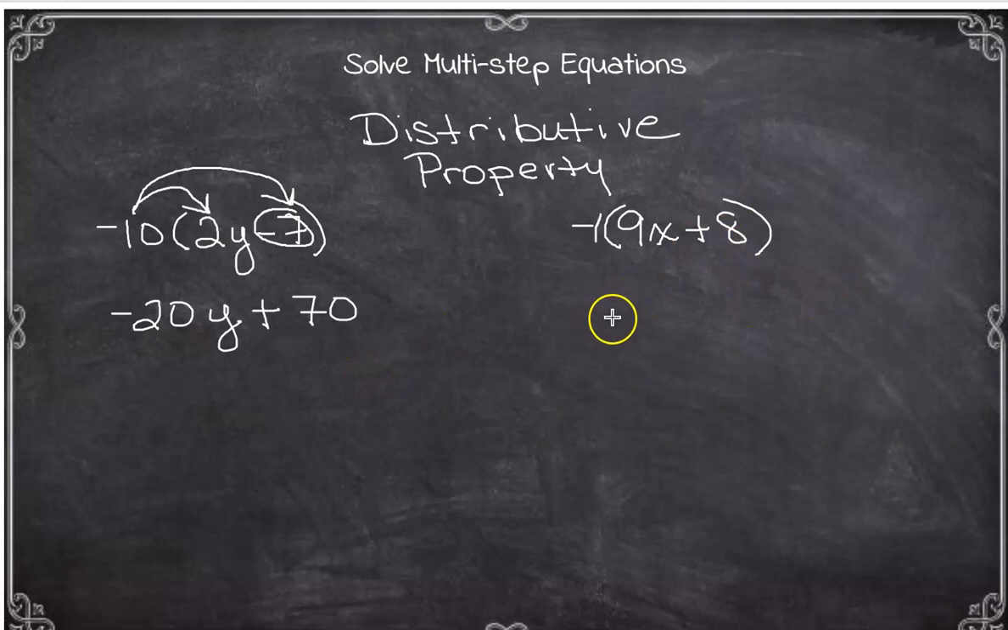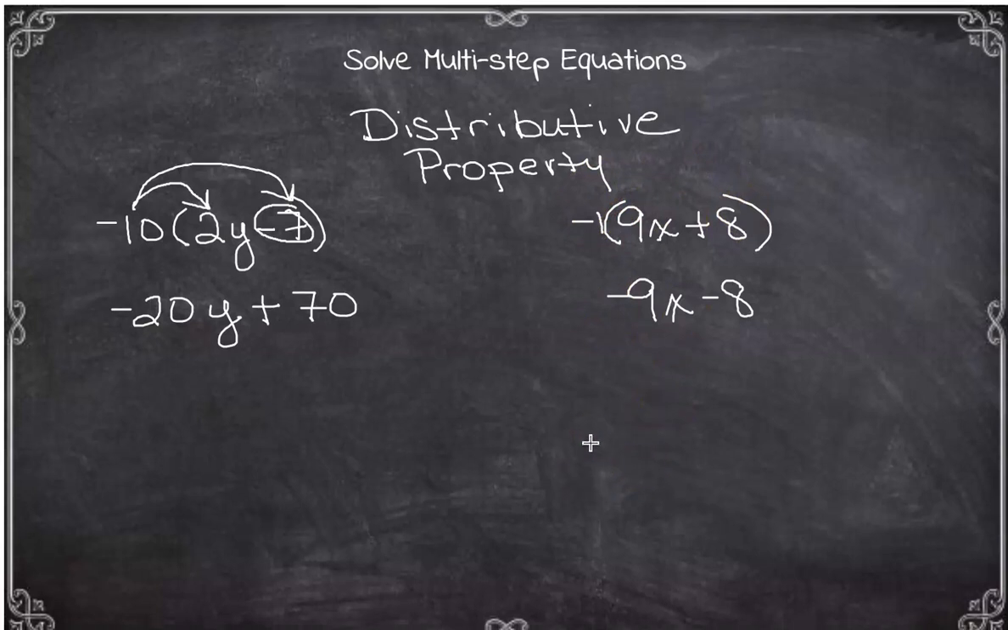Let's look at one other one. I actually had this one as just a negative. So if you have just a negative on the outside of the parentheses, all that means is just change everything in the parentheses to its opposite. And so when I change 9x to its opposite, it's going to be a negative 9x. And then plus 8 is going to change to a minus 8. You can also look at this as being like a negative 1 right here, and then multiply negative 1 times both of the terms in the parentheses. Okay, so that's distributive property.